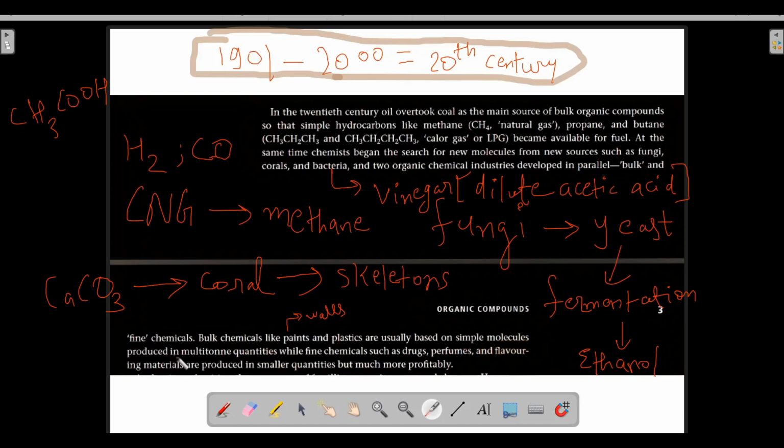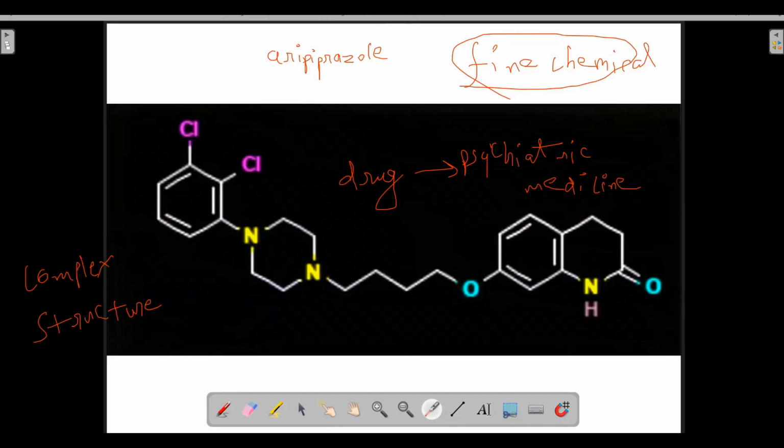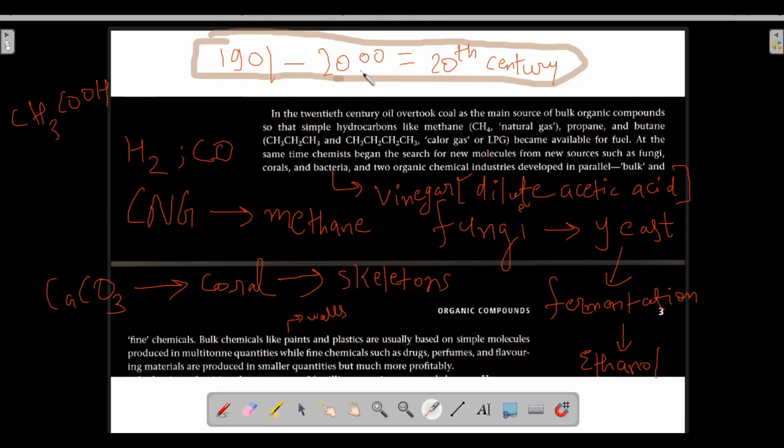And flavoring materials are put in ice cream. For example, you are eating vanilla ice cream, then vanilla flavoring material has been added, and it makes the ice cream taste like vanilla. So flavoring substances are also an example of the fine chemical industry, and they have a relatively complicated structure. Polystyrene had a simple structure because it was a bulk chemical, but fine chemicals have complicated structures, and are produced in much smaller quantities.